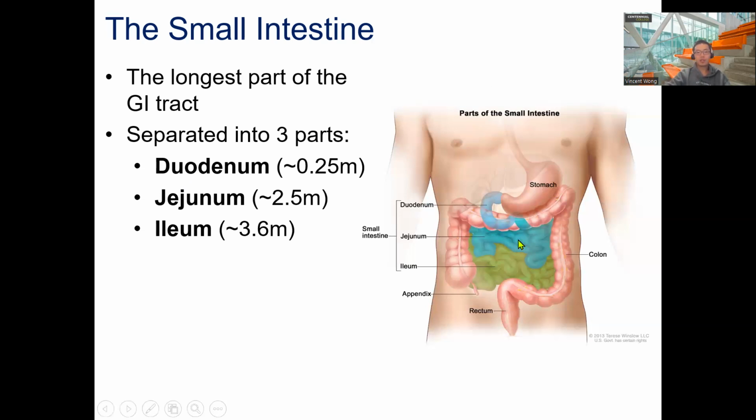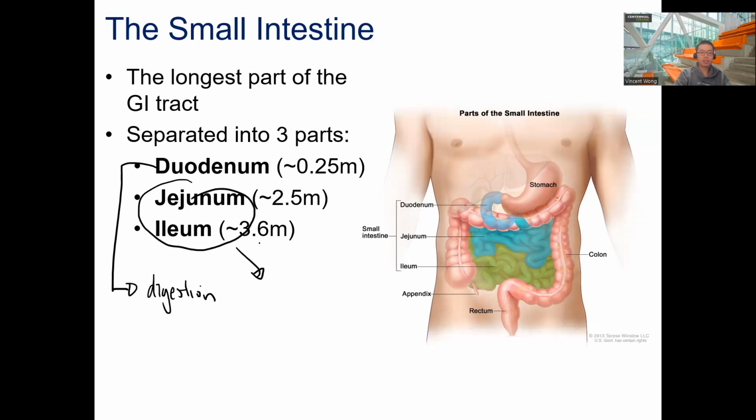And then you have the jejunum. That's actually how you pronounce it. The jejunum is about 2.5 meters long. And then the ileum, which is the longest part, about 3.6 meters long. So the duodenum, that's where more digestion occurs. So this is for chemical digestion. And by the time you get to the jejunum and the ileum, digestion is done. So that's for absorption of nutrients.